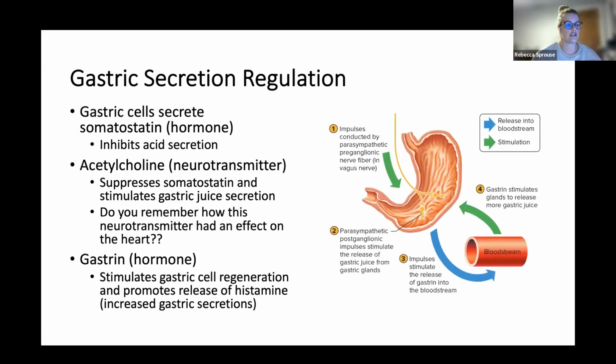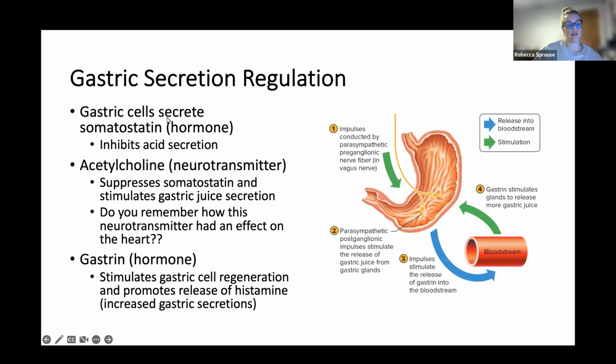So, gastric secretion regulation. There's a negative feedback mechanism happening here with the parasympathetic nervous system. Essentially, if we need to inhibit acid secretion, let's just say that our stomach is empty, we don't want to secrete acid if there's nothing in our stomach to break down. So somatostatin is going to inhibit the acid secretion when our stomach's empty. Now, when food contents enter the stomach, acetylcholine is released. What that does is turn off the somatostatin, therefore activating the secretion.